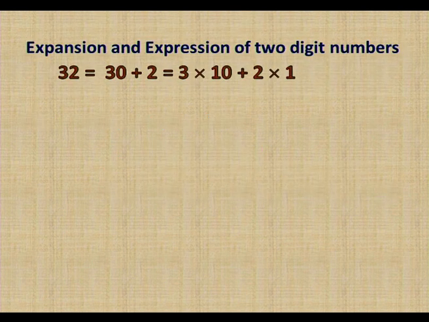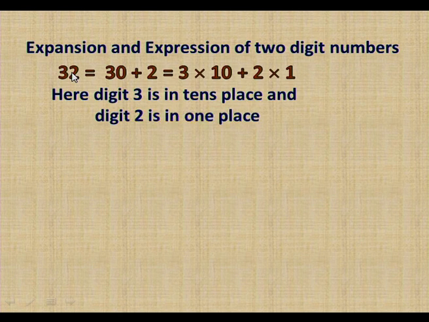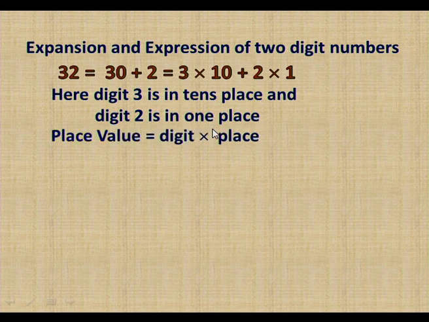Now, you are able to see there is a number called 32. This 32 I am able to express as 30 plus 2, this is called expanded form. Still more expanded form based on the places: this 30 I am able to write as 3 into 10, whereas 2 I am able to write as 2 into 1. What does it mean? It is very clear that this 3 is in the tens place and 2 is in the units place, that means the ones place. Here the digit 3 is in the tens place and the digit 2 is in the ones place. That means the place value is equal to digit into place.